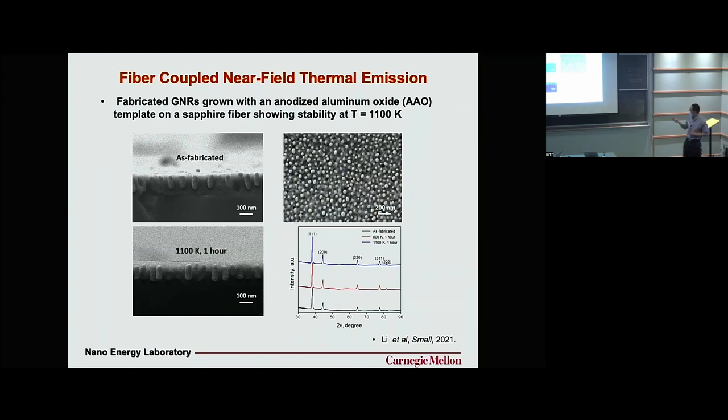This one is the XRD characterization. You can clearly see that before and after annealing at a high temperature, the crystal structure is almost the same. That means those nanoparticles are pretty stable at this high temperature.